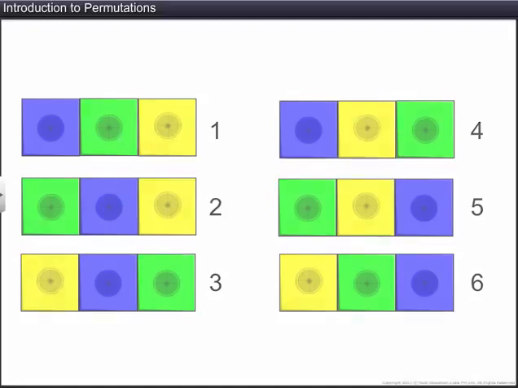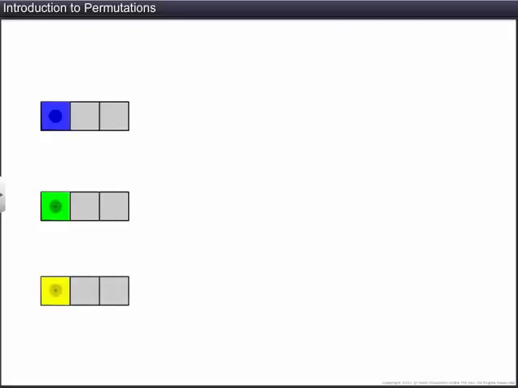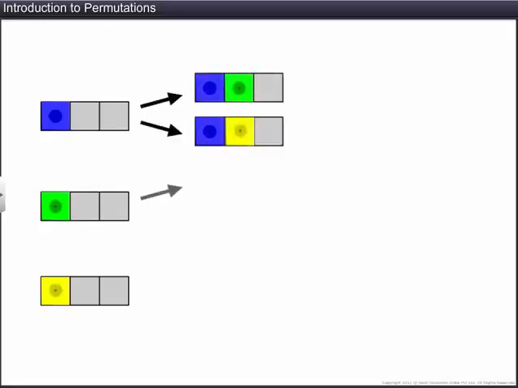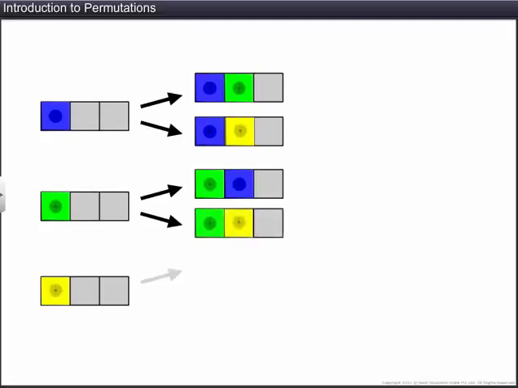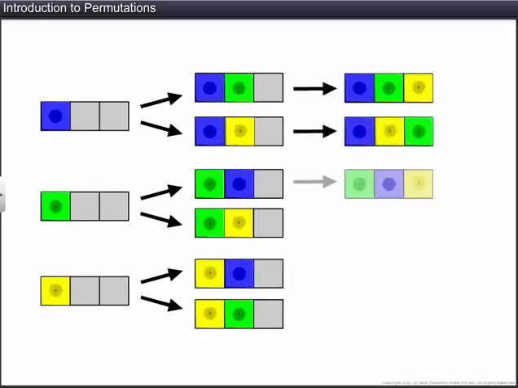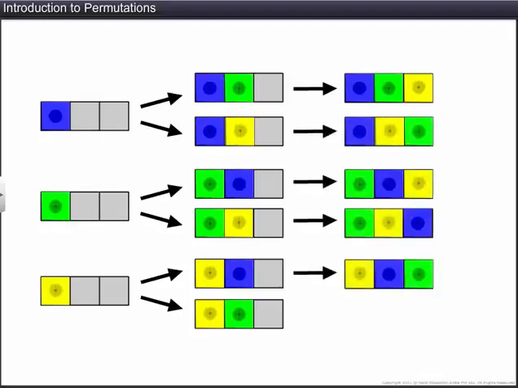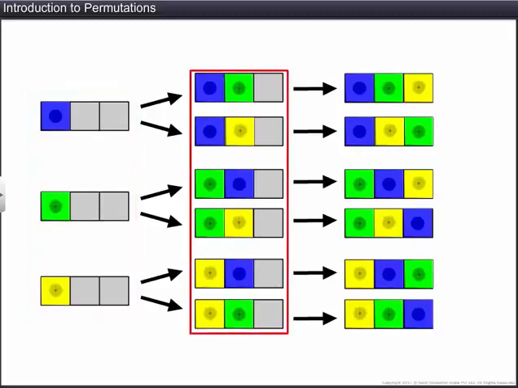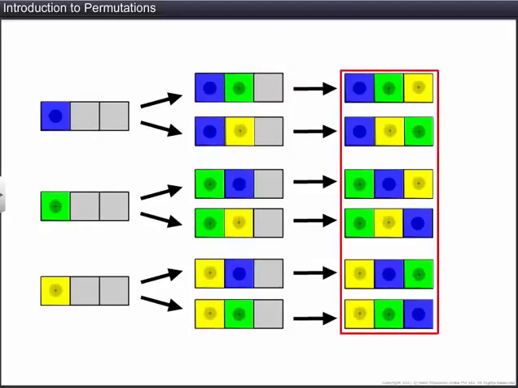Let's analyze the pattern of permutations. For the first place of the tiles, we have a choice of 3 tiles. When the second position has to be filled, we have a choice of 2 tiles. Likewise, for the last tile, we had only 1 tile. On generalizing, we have 3 tiles for the first position, 2 for the second, and only 1 tile for the last position.